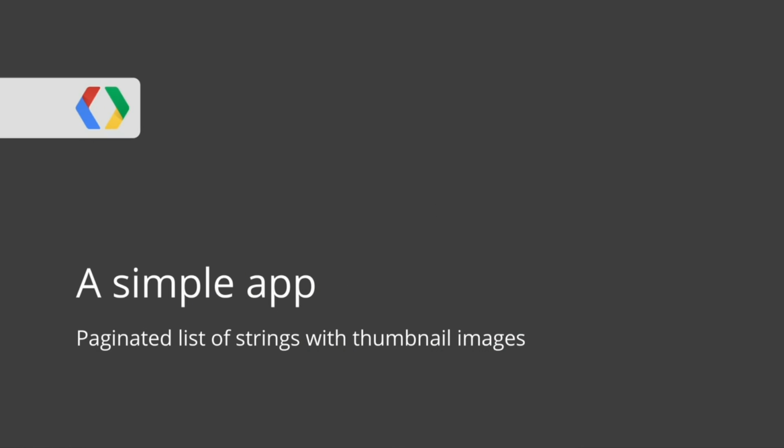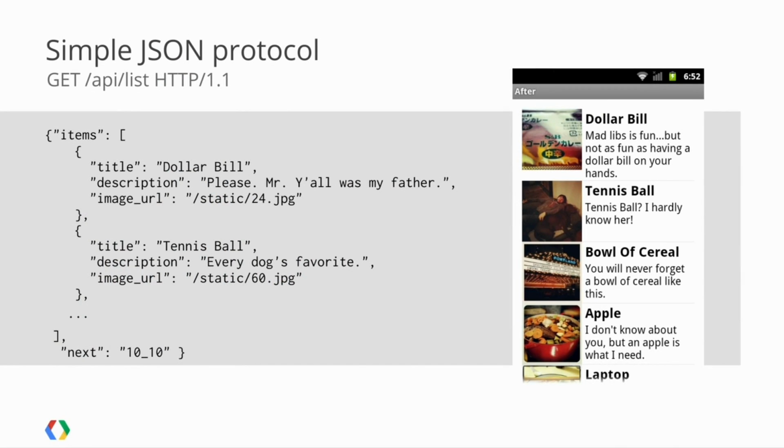OK, so let's take a simplified example of that kind of common pattern that I talked about. I built a sample app that shows a title and a description loaded page by page from a server, with a nice looking thumbnail image for each item. OK, so we have a server that speaks a relatively simple JSON protocol. This is, by the way, going to be the basis of my microblogging startup. So if any of you are angel investors, please come see me afterward.